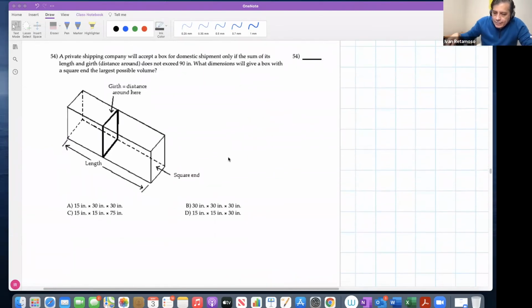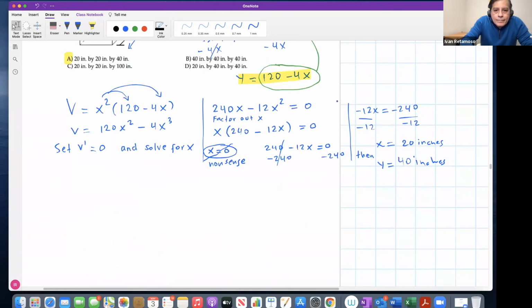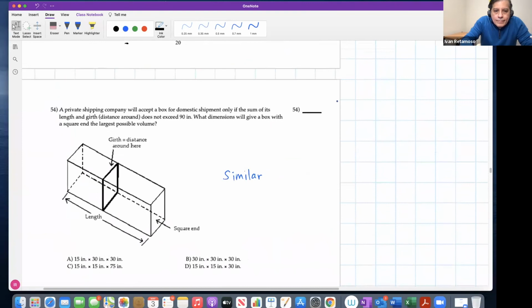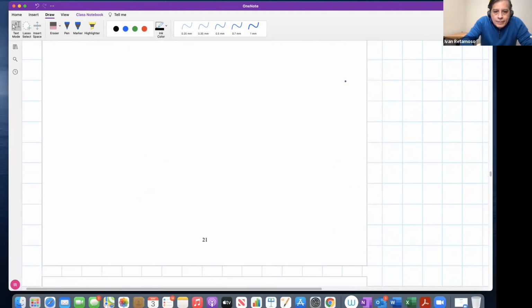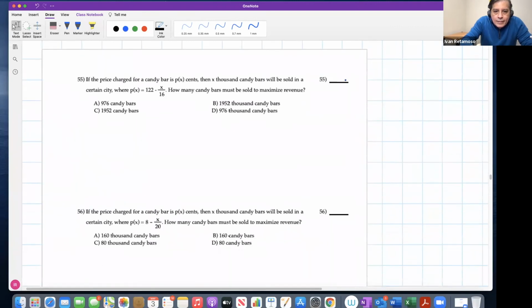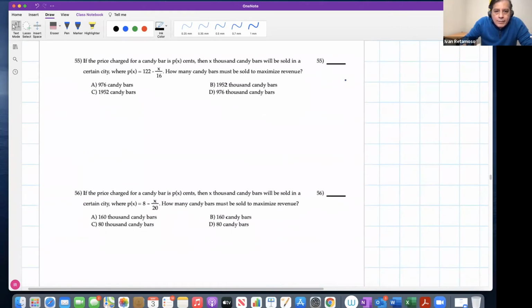So let's get ready to continue. This will be similar, okay? So similar to the one that we just did. Same idea. So let's try to focus on this one now. It's 55.